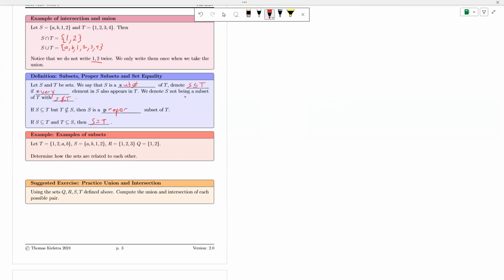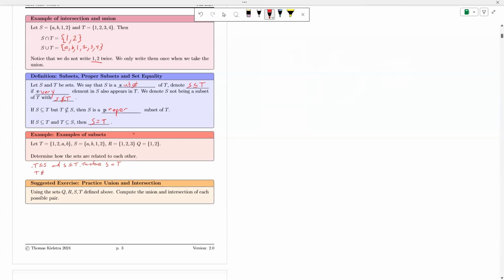Now, we have learned a lot of definitions here. We've learned subsets, proper subsets, set equality, intersection, and union. Let's compare these sets to see how they're related to each other. So let's compare T and S. T and S share the same elements. So T is a subset of S, and S is a subset of T. Therefore, S equals T.